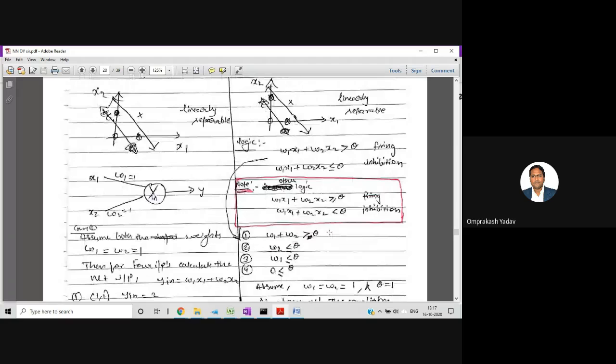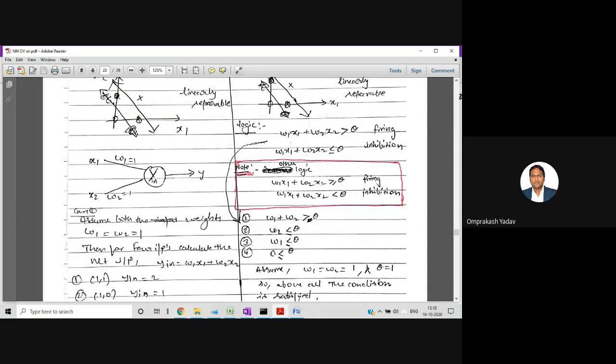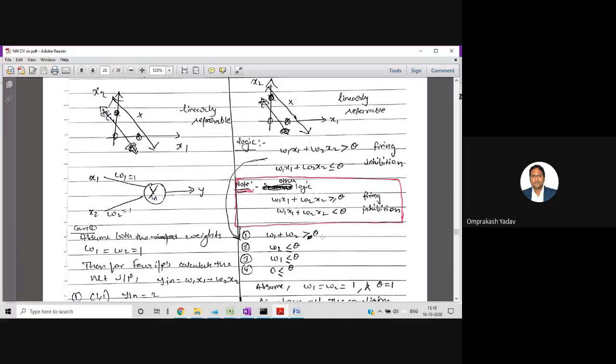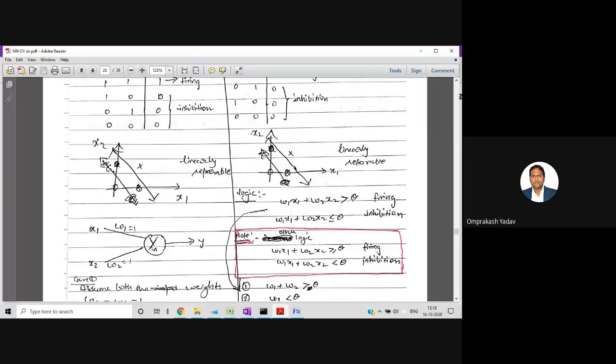Is there any doubt in this? If you have not understood anything in the second method, please ask me. Now it's up to you, both the methods are there, you can follow any particular one. I don't know if they will give you a problem in this form, where there are two conditions, firing and inhibition, and then you choose the proper weights and theta. If you don't know this particular method, you won't be able to solve that problem. That's why I also explain this method.